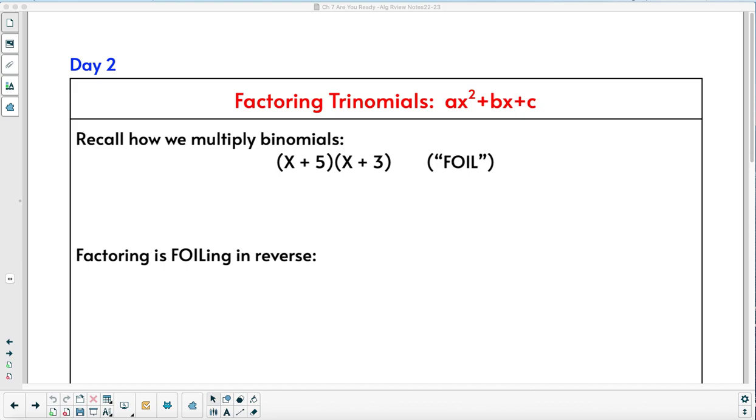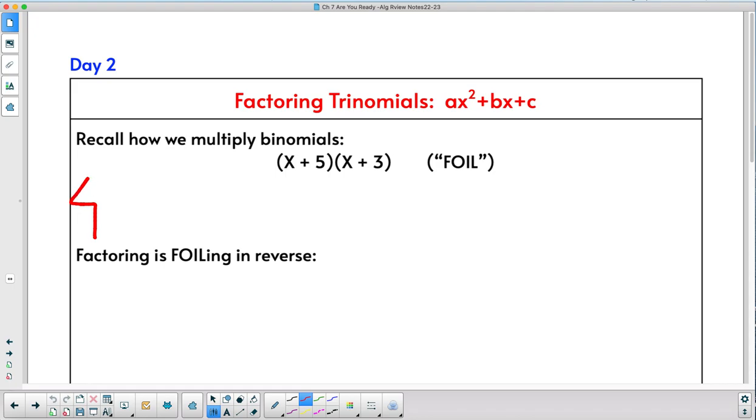Are you ready? Now, we are currently going through and checking out this idea of FOIL. So we're going to take the first and multiply the first, the outsides, the insides, and the last. So that's what we're going to do.